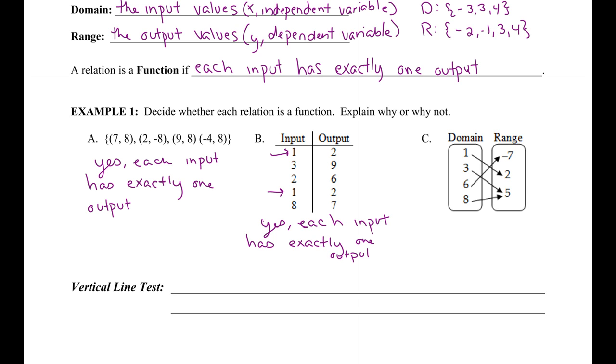And C, I can see that this is a function because if I look, my arrows, 1 only has one arrow coming out of it, 3 has one arrow, 6 is one arrow, and 8 is one arrow. So we can say once again that yes, it's a function, and for the same reason. The last thing on the front page is the vertical line test. It says if a vertical line passes through more than one point on the graph of a relation, then it is not a function.